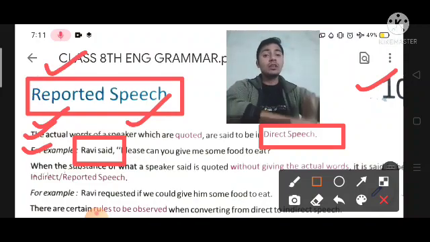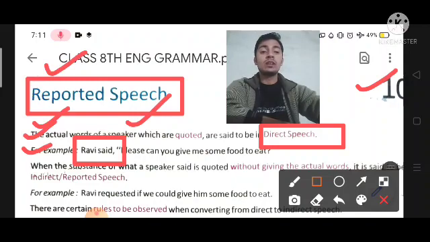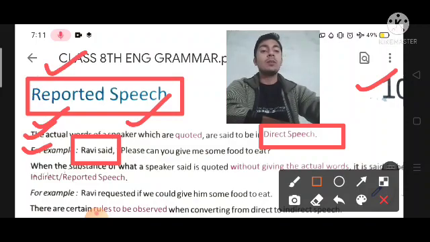And what is he reporting? Please, can you give me some food to eat? One thing, listen. Ravi is reporting something. What is Ravi reporting? You can see Ravi is reporting that please can you give me some food to eat? क्या आप मुझे खाने के लिए कुछ भोजन दे सकते हो? You can see from here.